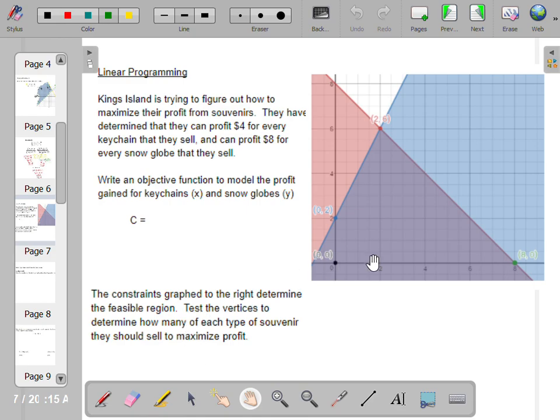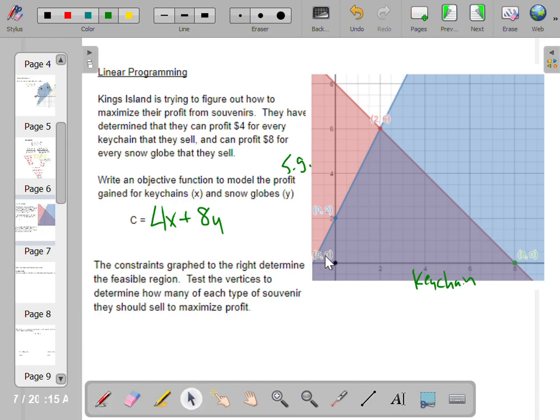Okay, linear programming. Kings Island is trying to figure out how to maximize their profit. They get $4 for every keychain and $8 for every snow globe. Keychains are x, and that's my keychain axis, and this is my snow globe axis, SG. Let's do $4 profit for every keychain that you sell and $8 profit for every snow globe that you sell. That's the objective function. We are going to maximize the objective function by testing the vertices of the feasible region.